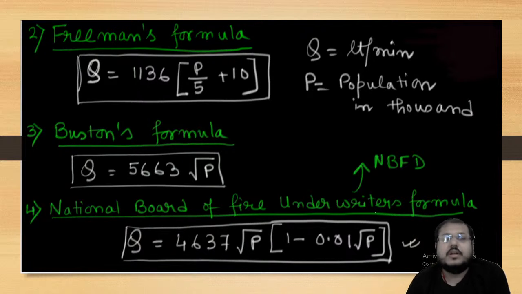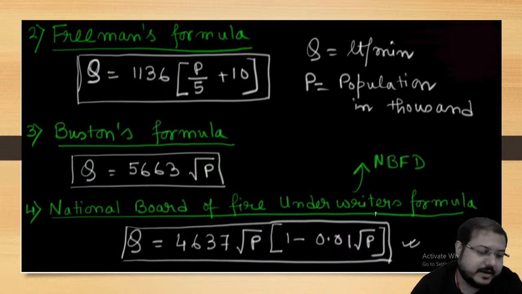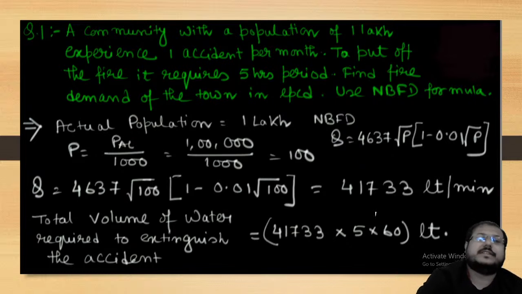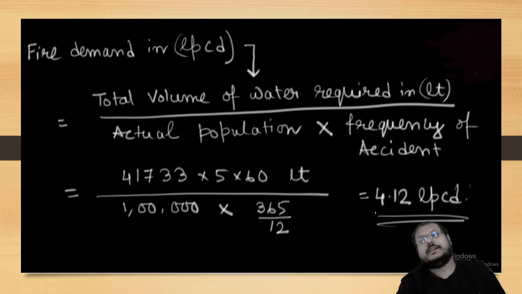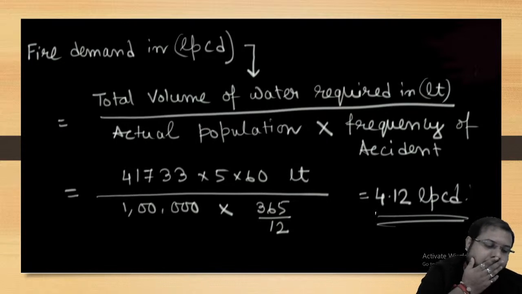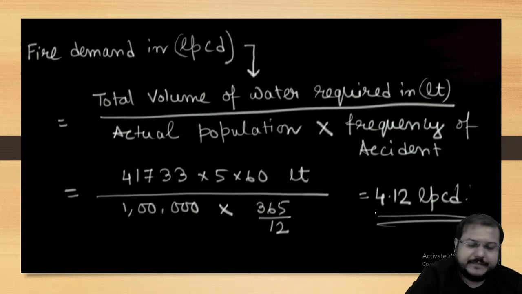Units are very important to know because this is completely an empirical formula, so the units requirement is essential. We have solved the question and seen how to find out the fire demand in LPCD. Eventually we know about the frequency of accident, which is very important to know. As per the data, I have explained everything for finding this fire demand in LPCD.